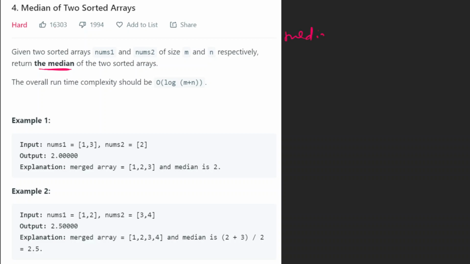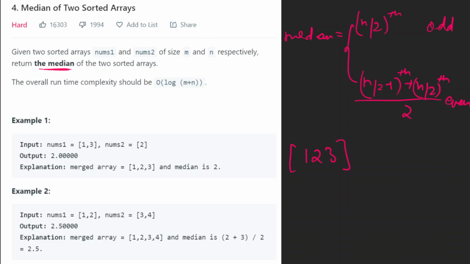So median generally has two values, okay? One is the n by 2th element if the size of the array is odd, and the other one is the average of the n by 2th element and the (n by 2 minus 1)th element, divided by 2, if the size is even. If you have an array with size 3, with indices 0, 1, 2, then n is 3 and n by 2 is 3 by 2, and with integer division the answer will be 1. So the element at index 1 is the middle element, which means 2 is the middle element.